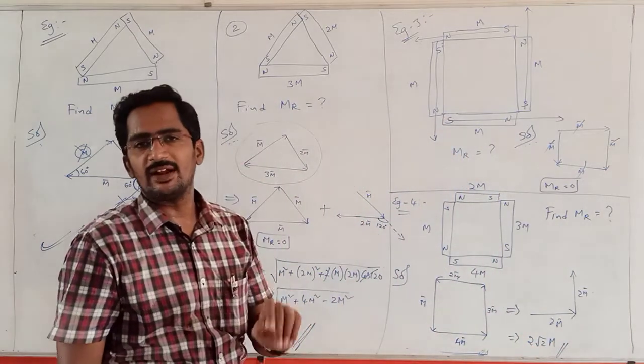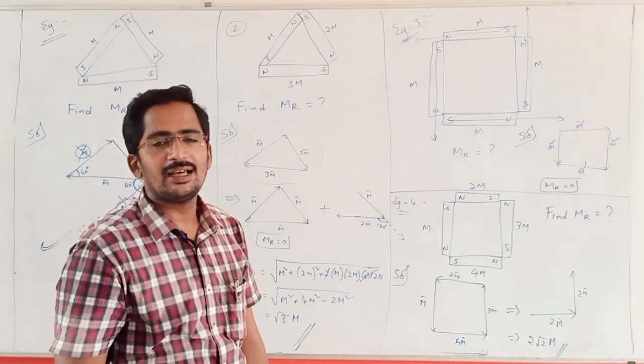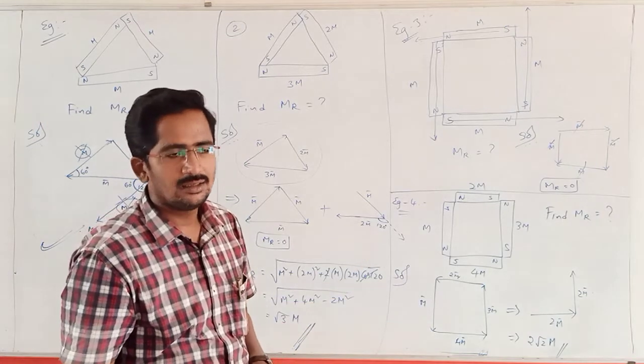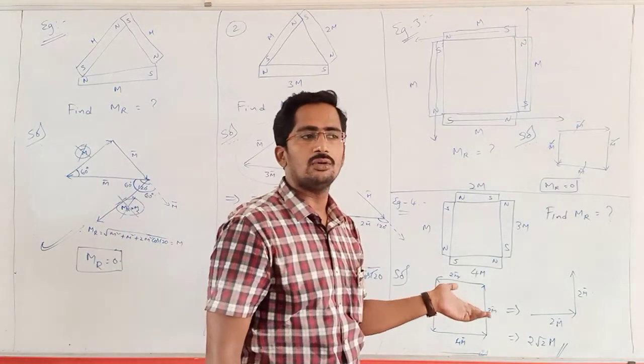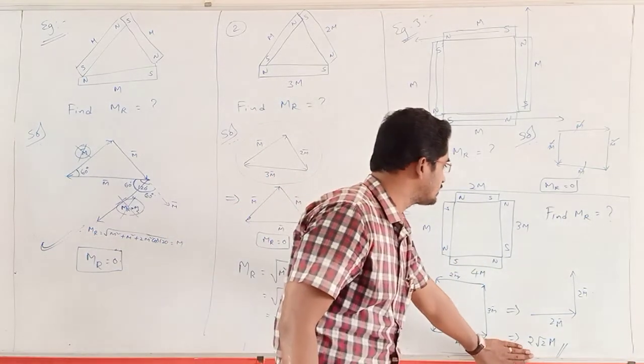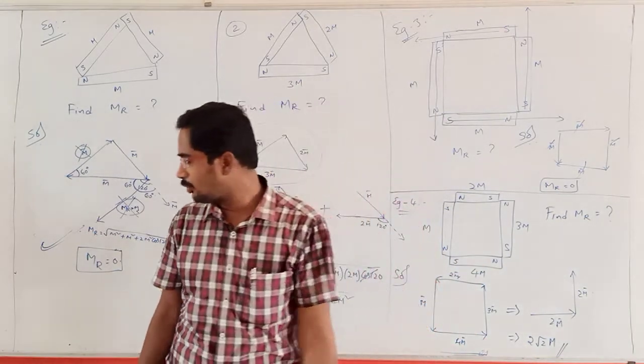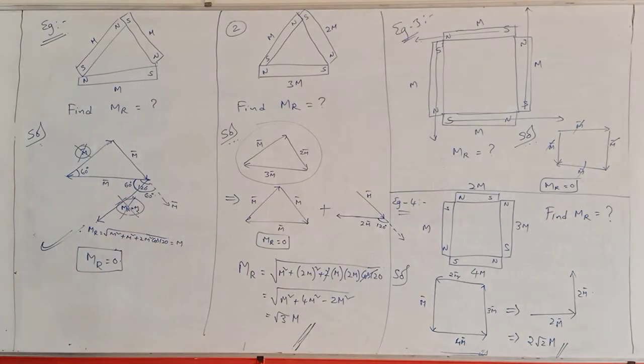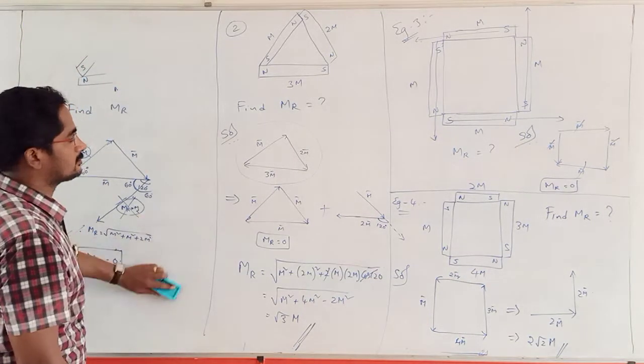For two equal vectors inclined at an angle of 90 degrees, the resultant value is root 2 times their magnitude. So this is the answer for this case. Next, one more example we are going to see. Okay, now let's see one more example.